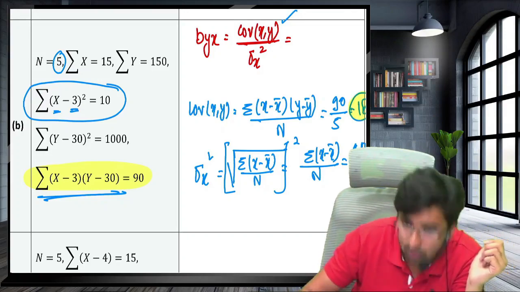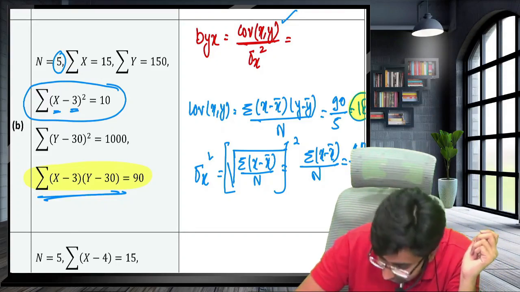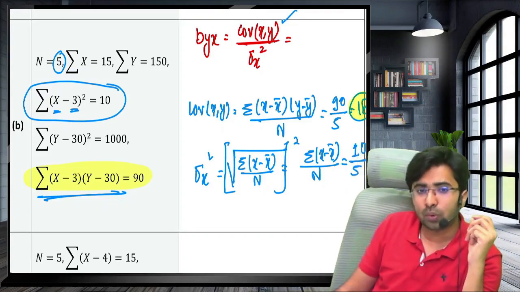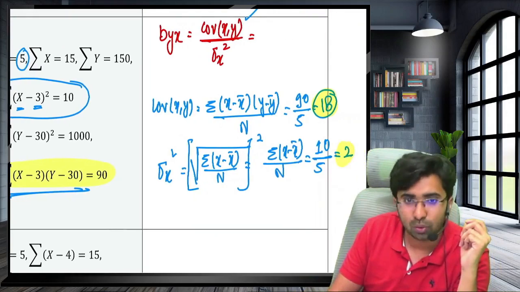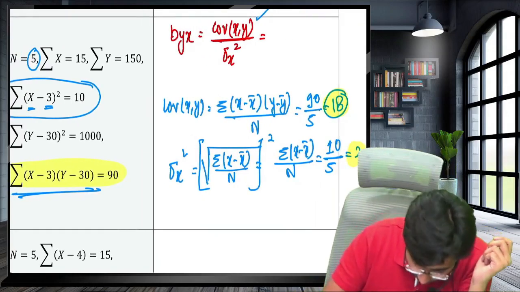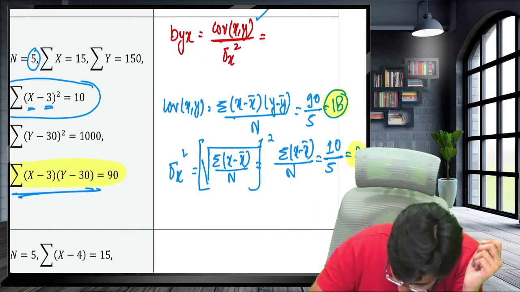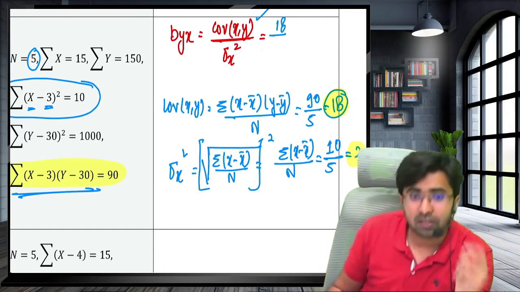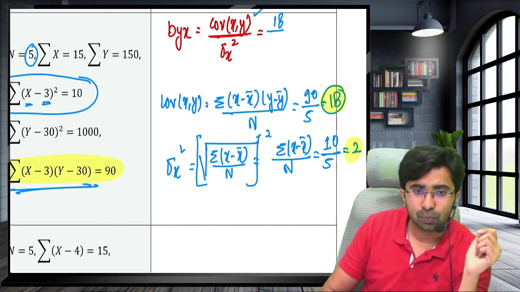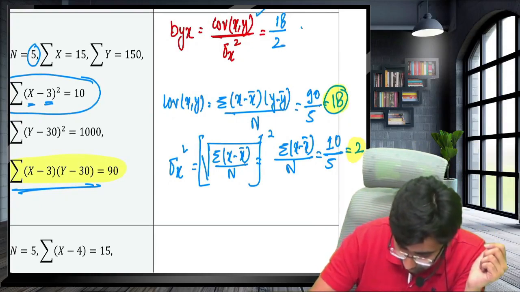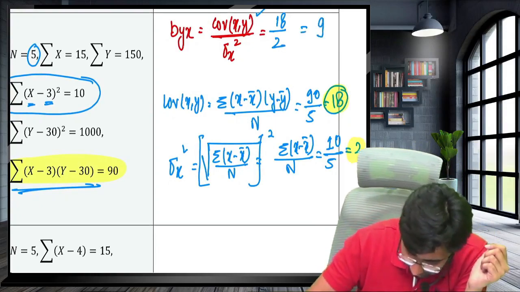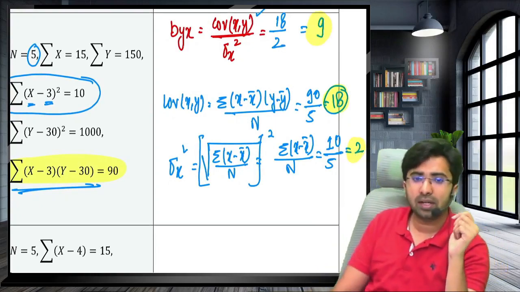Guys, now you have covariance and you have standard deviation whole square. Guys, can you put it over here? Yes, sir. Let's put it over here. Covariance is 18 and standard deviation x whole square is 2. 18 divided by 2. Again, my answer is 9.